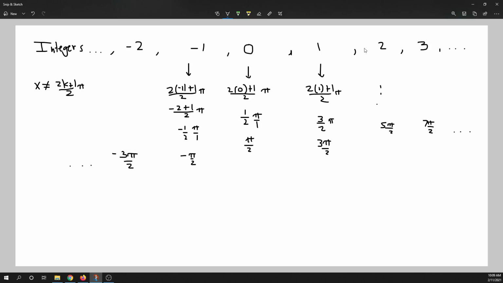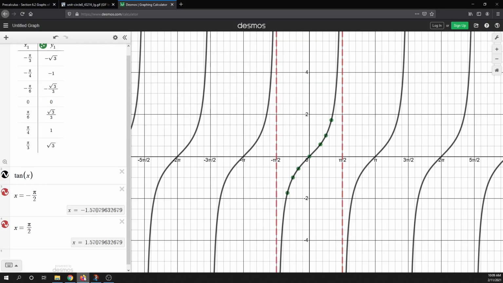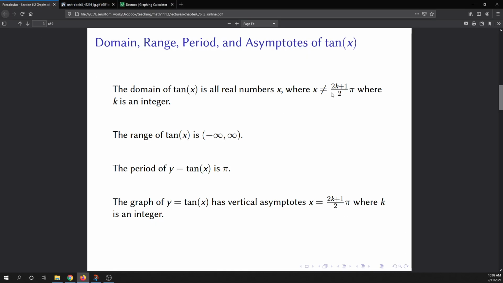You take an integer, you plug it into this formula, and it gives you a place where the tangent function is undefined in this particular case. That's all this notation means, and you need to get used to it because you're going to see it over and over again in this class.